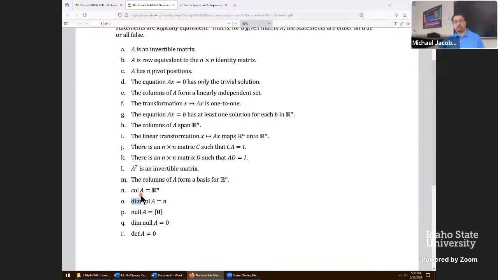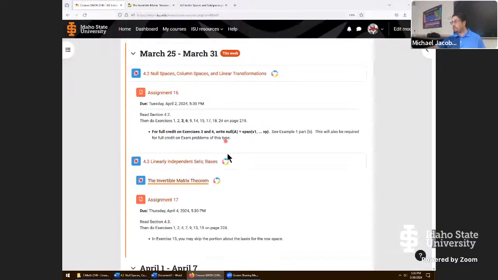These are new statements we're going to take a look at. Dim will stand for dimension. And so we're getting very close to actually finally defining dimension. So that'll be exciting once we cross that bridge. But that'll be our new theorem. So this one will be included on the upcoming exam 3.